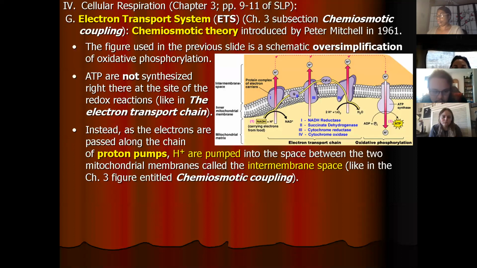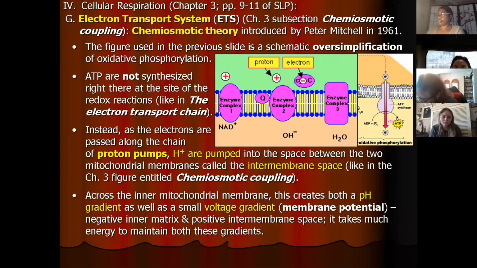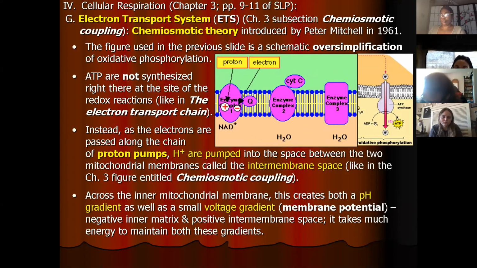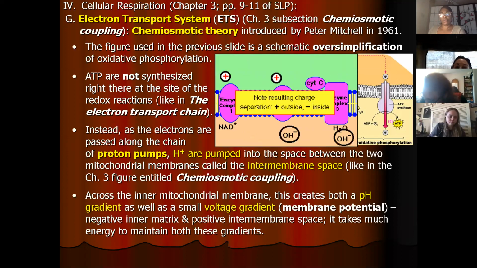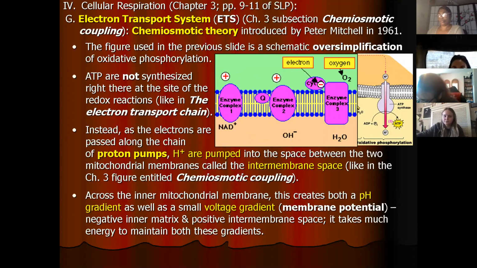This creates both a pH and voltage gradient, what we call membrane potential. That's going to be in lecture exam 2. It takes a lot of energy to make it. It takes a lot of energy to maintain it. Because that H+ is the H of pH, isn't it? That's why there's a pH gradient.